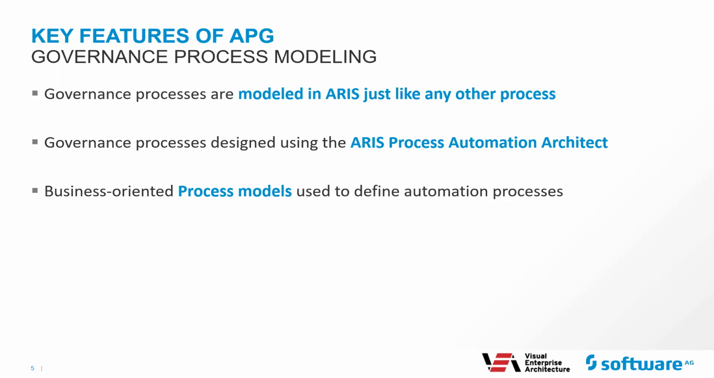This is different than the ARIS Architect. The ARIS Process Automation Architect provides some additional capability around symbols and software services that are not available with the ARIS Architect. Okay, the ARIS Process Automation Architect also provides the ability to take the designed value-added chain diagram EPC processes and create an executable workflow model.